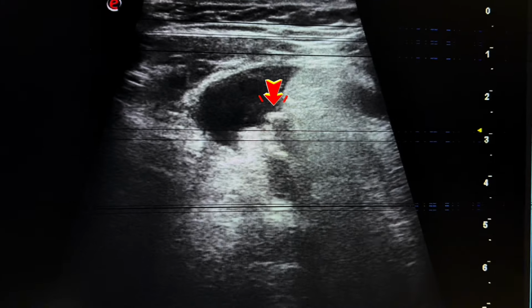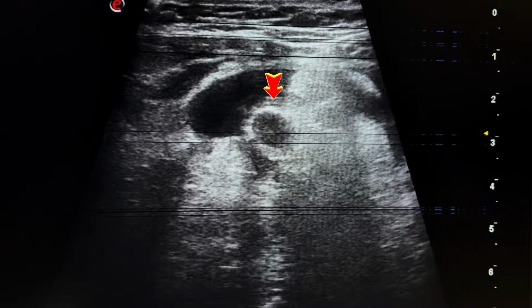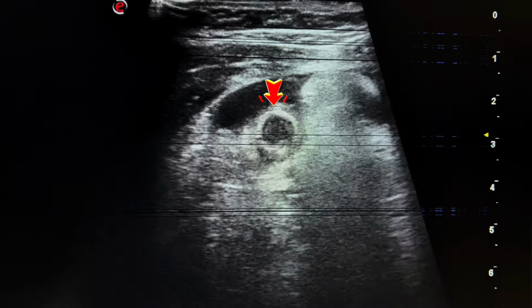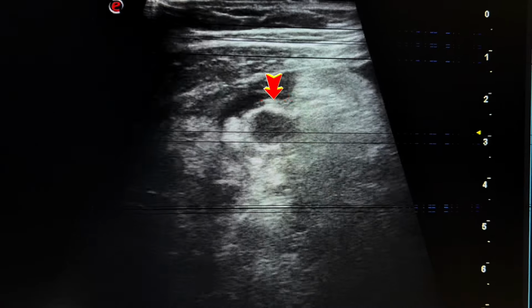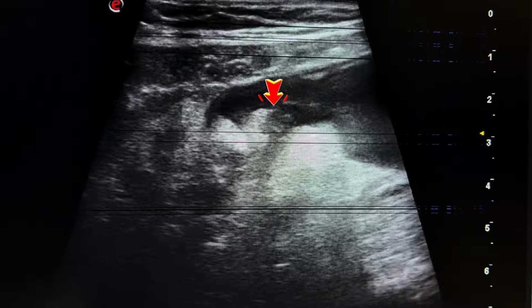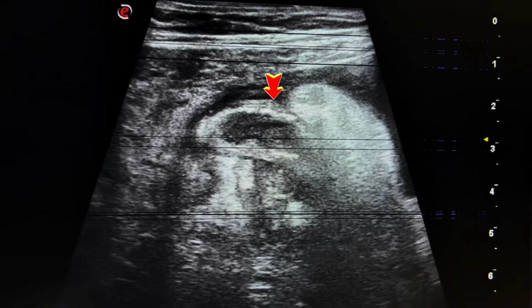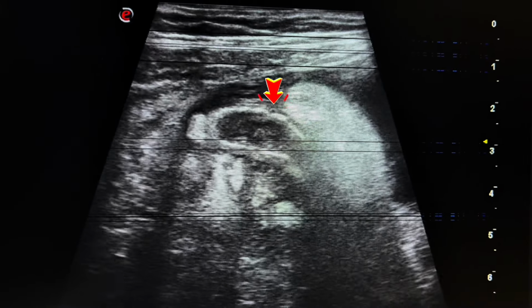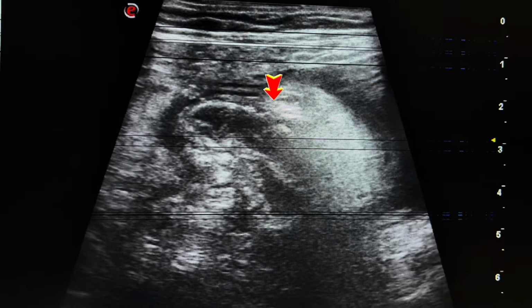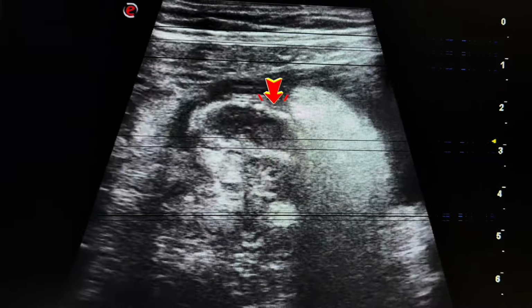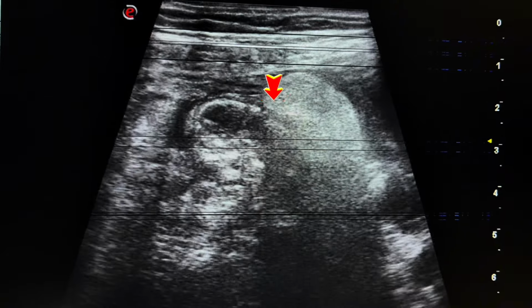Here we see a ring-like structure. Now rotating the probe on its axis, it becomes a lumen which contains fluid and debris. It could be an appendix.